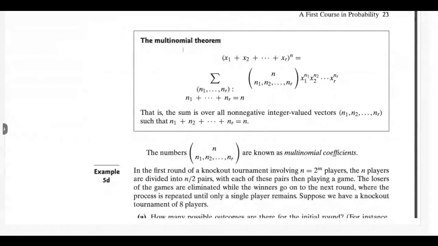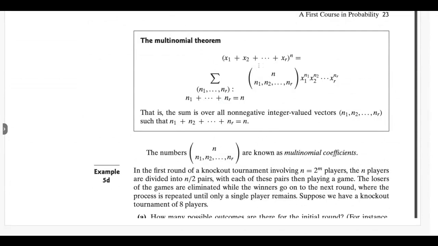Okay, let's see, multinomial theorem. So now we have (x1 + x2 + ... + xr) raised to the n, let's see what this n does. It looks like a binomial, right? We used to have (x1 + x2) or (a + b) raised to n. But now we have r x's, and we have r n's. So we use this summation sign, over n1 up to nr, where the summation of n1 up to nr is n. Okay, let's see how this is defined.